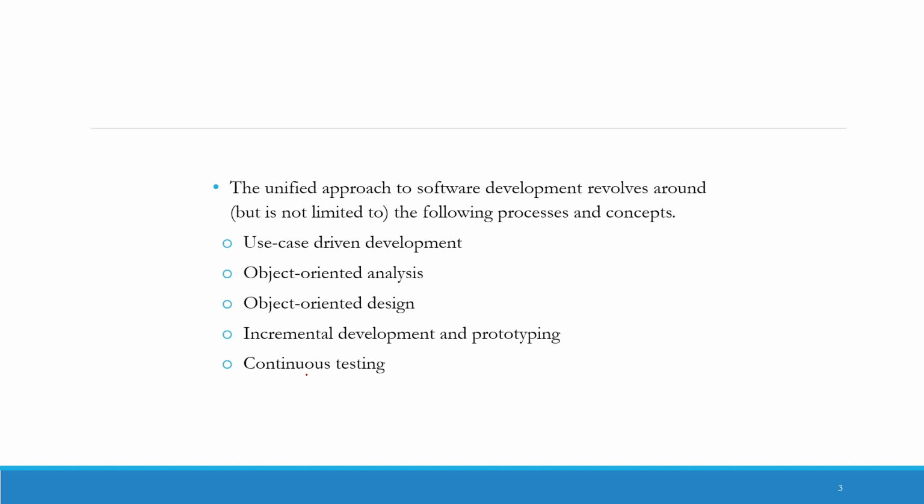The other concept that we have to discuss in a unified approach is object oriented analysis. In object oriented analysis, we are going to build the analysis model. The analysis model will have the object model, the functional model, and the dynamic model. The functional model is related to the use case driven development and represents what the functions of the software look like. The object model will represent the structures of the software or the system, and the dynamic model will show the behaviors of the system. So we have to conduct the object analysis here.